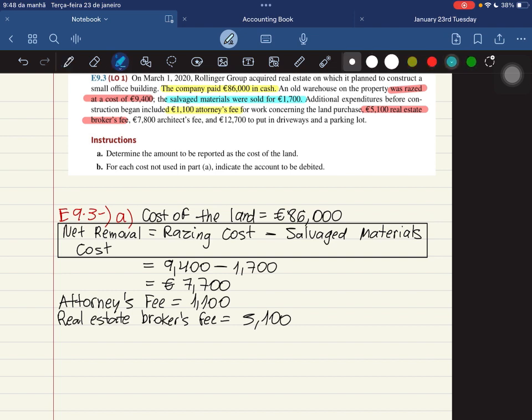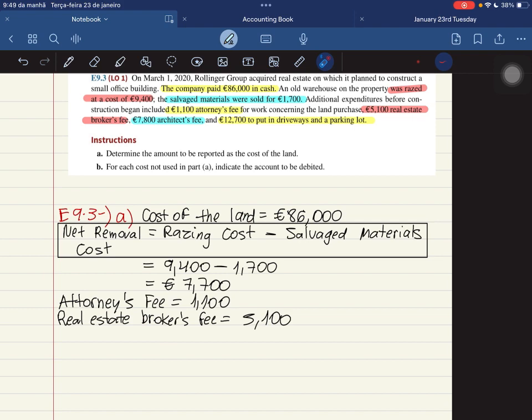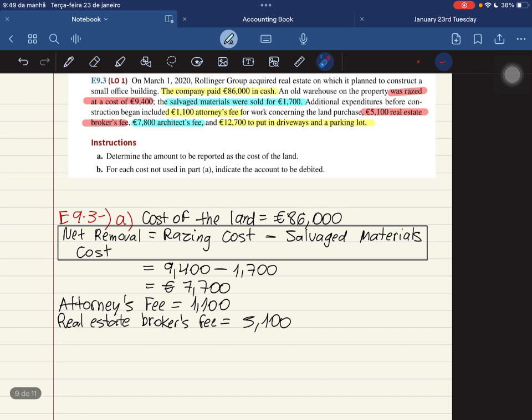We have 7,800 architect's fee, and we also have 12,700 to put in driveways and parking lot. Well, architect's fee, if you check your handout, that doesn't say anything about architect's fee. And the reason for that is that normally when you work with an architect, you don't pay him right away. You just pay him whenever your project gets done. And since at the time that we are considering these numbers is right at the beginning when we want to buy the land, we want to see the total cost of the land, right? Like the total cost right now. So we wouldn't pay the architect right now. So that's why we are not going to add the architect fee.